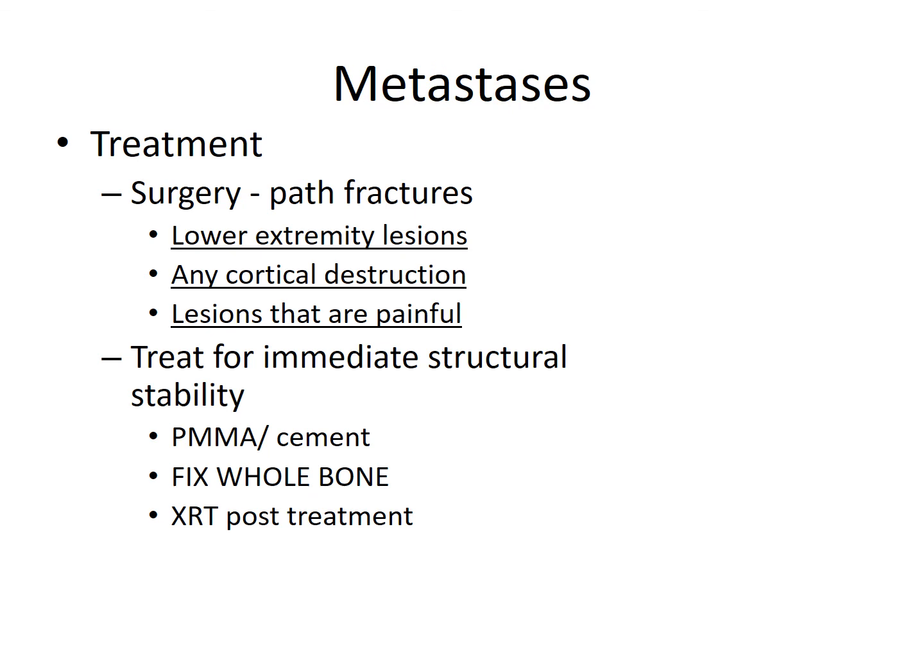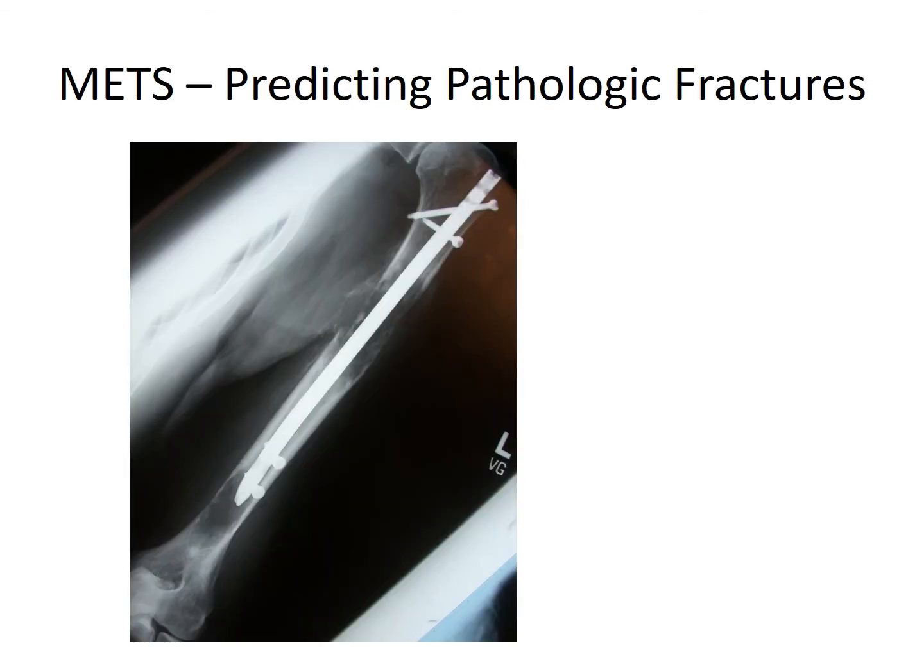When you're taking care of patients with metastatic disease, lower extremity lesions with any cortical destruction that are painful need surgery. You want to use everything in your arsenal because you're treating a hostile environment in which the bone is going to be destroyed, so you cannot count on the bone to heal. Use bone cement, fix the whole bone, consider radiation treatment amongst other therapeutic measures for patients.